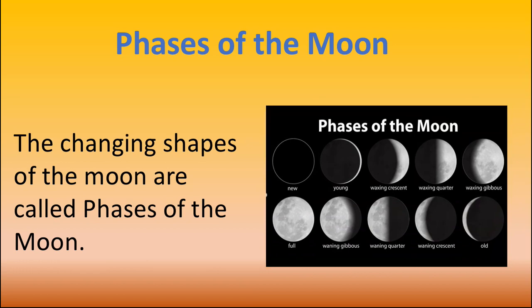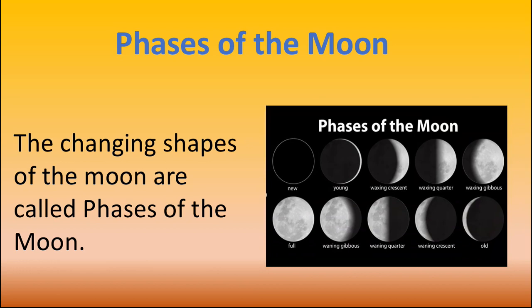till it is about half full in the phase we call first quarter. From there it grows to full moon and then begins to shrink back to the third quarter, waning crescent, and finally back to new moon. This image shows the different phases of the moon: new, young, waxing crescent, waxing quarter, waxing gibbous, full, then waning gibbous, waning quarter, waning crescent, old.